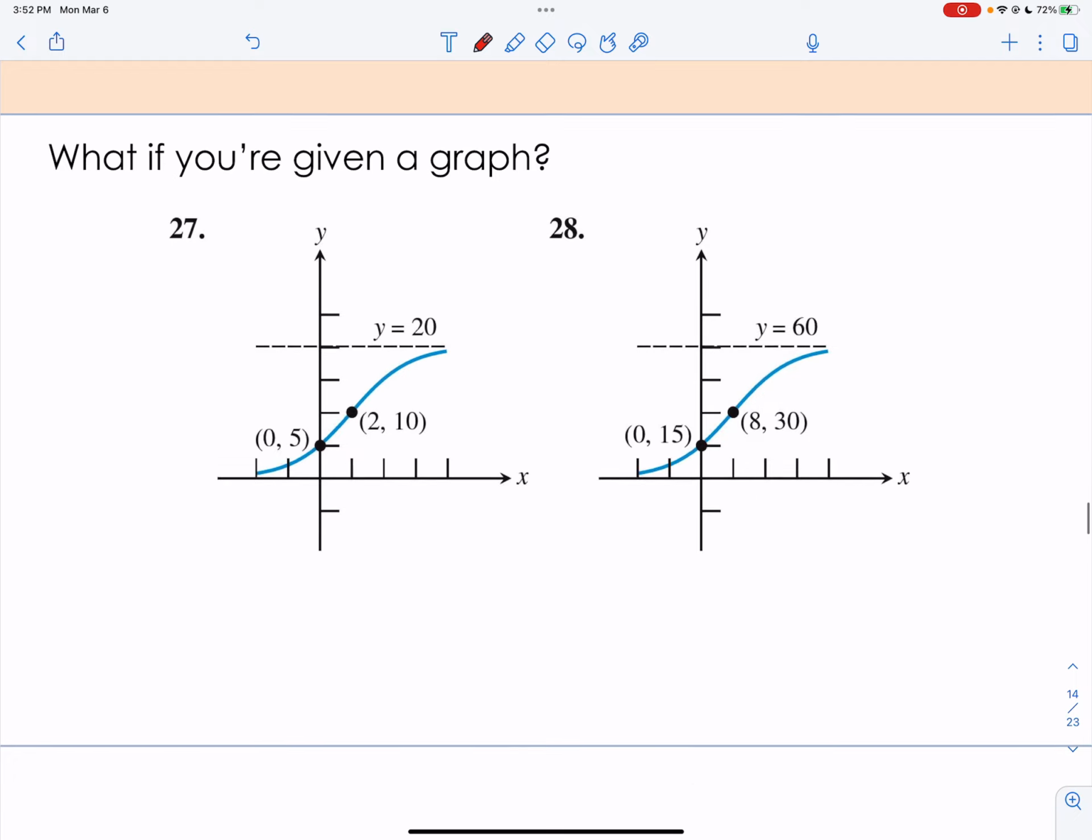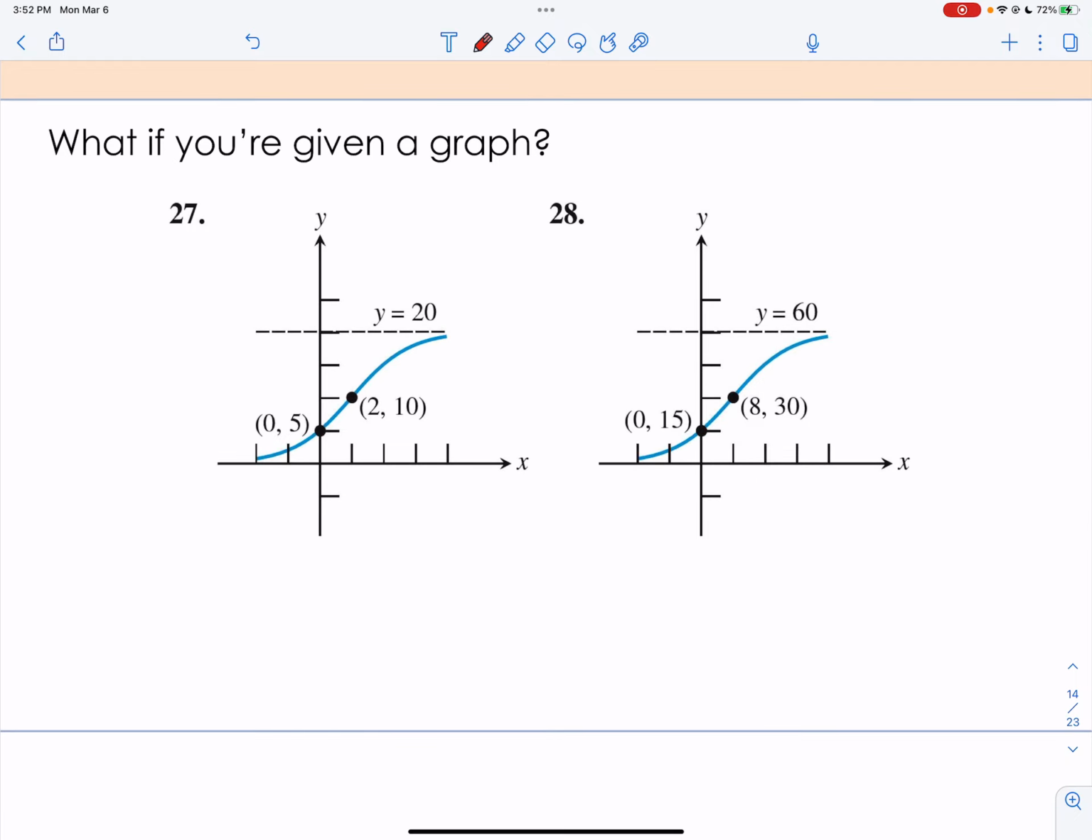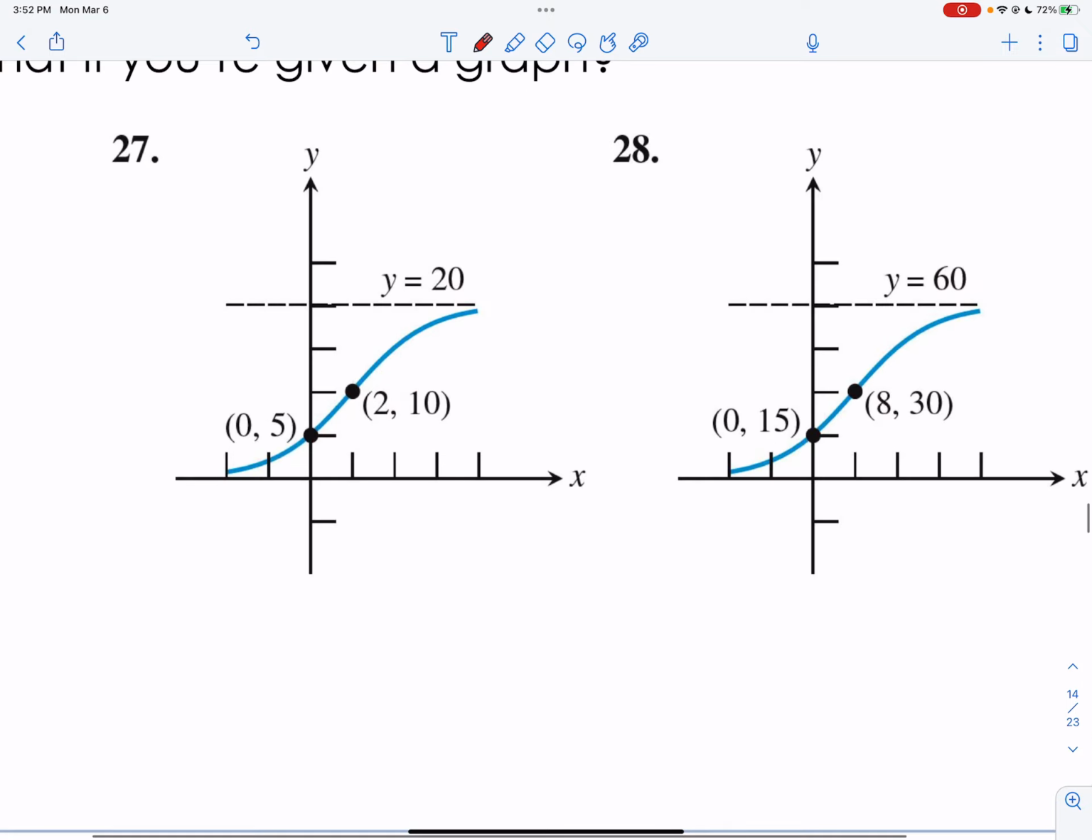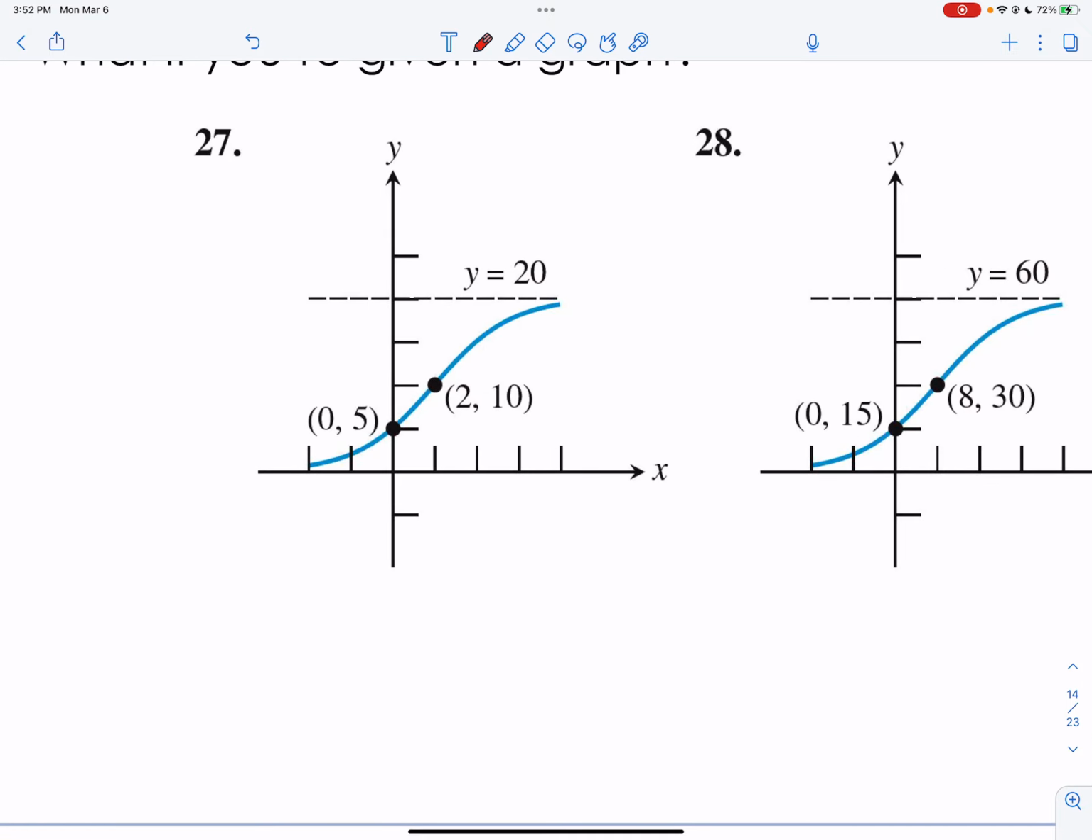In addition, if you're given a graph, it's literally the same thing as what we have been doing, except you're given a graph. Hey, this is your carrying capacity. This is your C value. Hey, this is your y-intercept. So (0, 5) is your initial value, and then (2, 10) is your point.